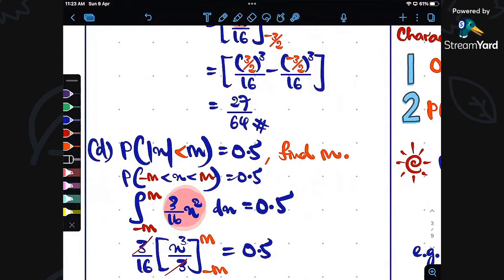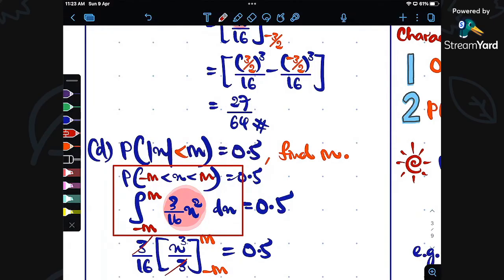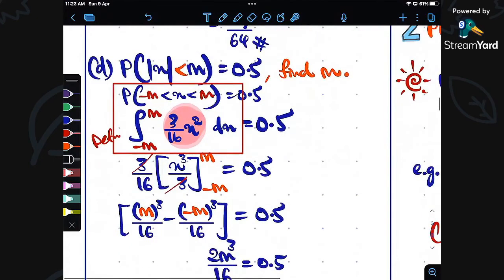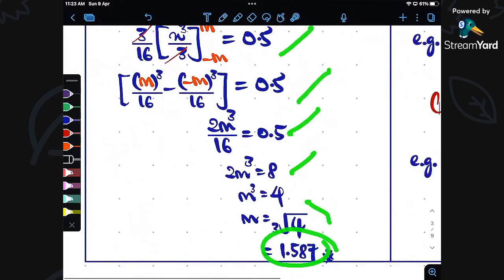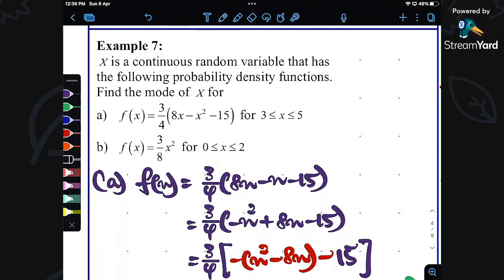And then in order to find the m, this is where the definition is being used. So please get used to the definition, because when you are used to it, you will have no problem understanding that probability is equal to integration. Okay, and so I just used the technique of integration and I finally found my value of m, which is 1.587. Done.